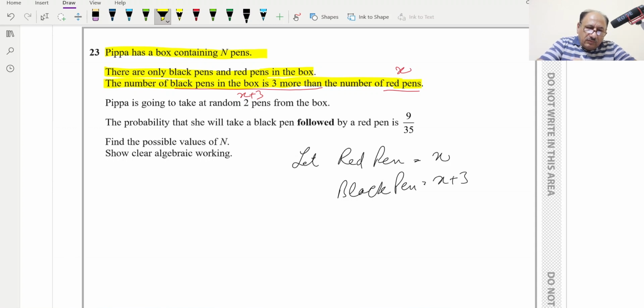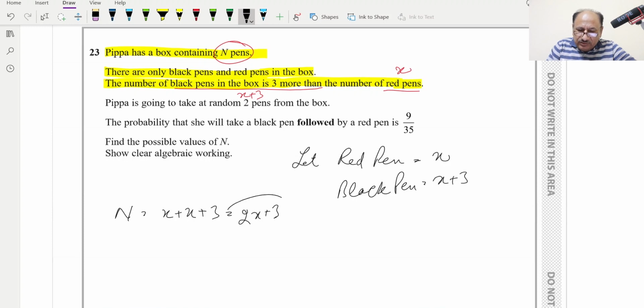And the next section: n is the total number, right? So we can write n is equal to x plus 3 plus x, which is equal to 2x plus 3. This is the total. Now it says Pippa is going to take at random 2 pens from the box. The probability that she will take a black pen followed by the red pen is 9 over 35. Find the possible values of n, show your clear algebraic working.